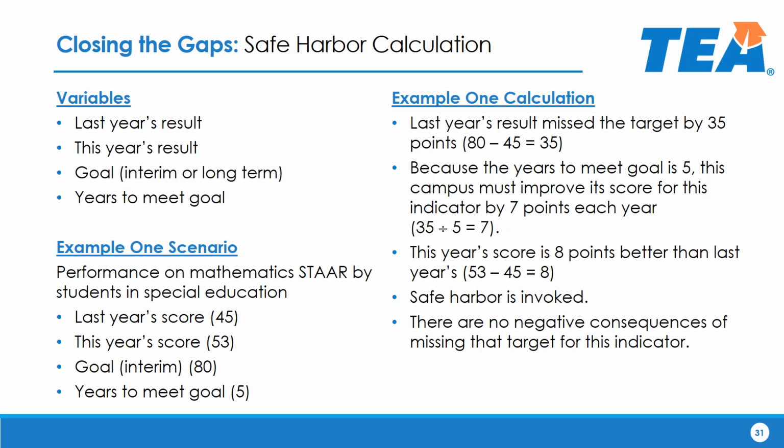So last year's result missed the target by 35 points. Because the years to meet this goal is 5, this campus must improve its score for this indicator by 7 points each year. This year's score is 8 points better than last year's, so safe harbor is invoked, and there are no negative consequences for missing the target on this indicator.